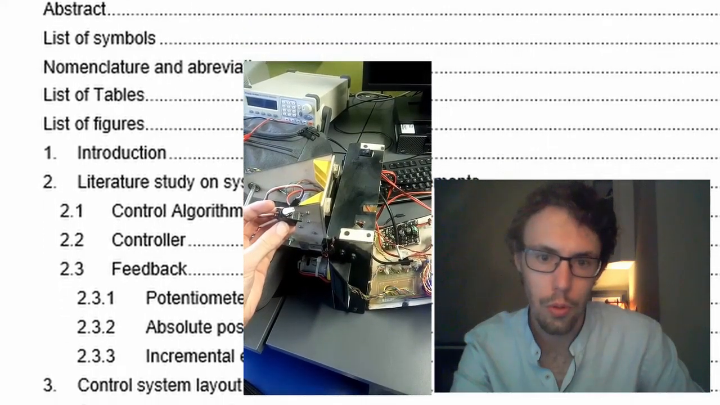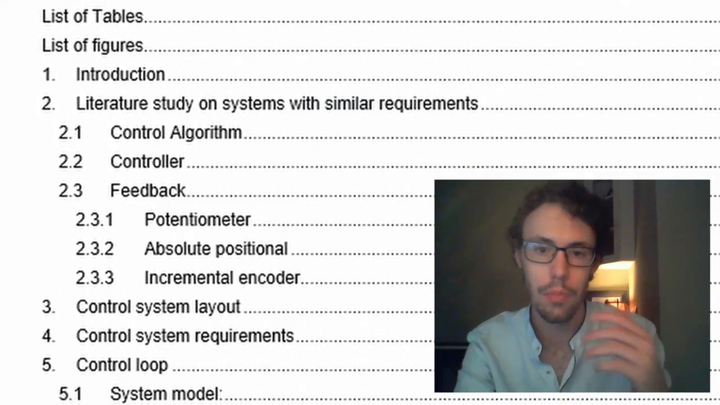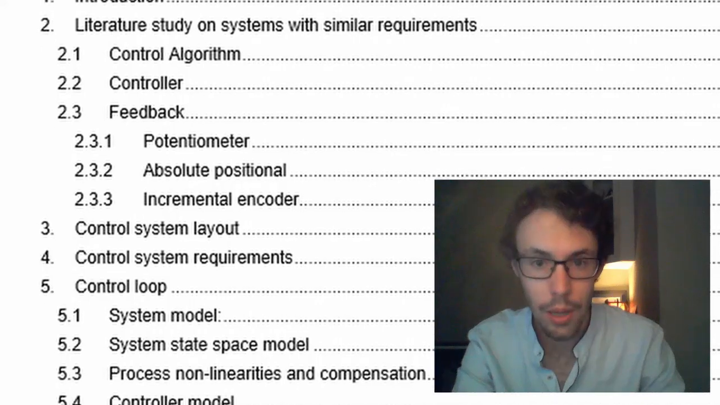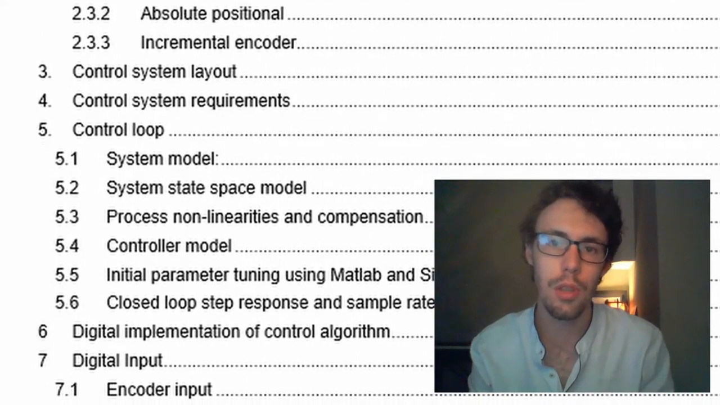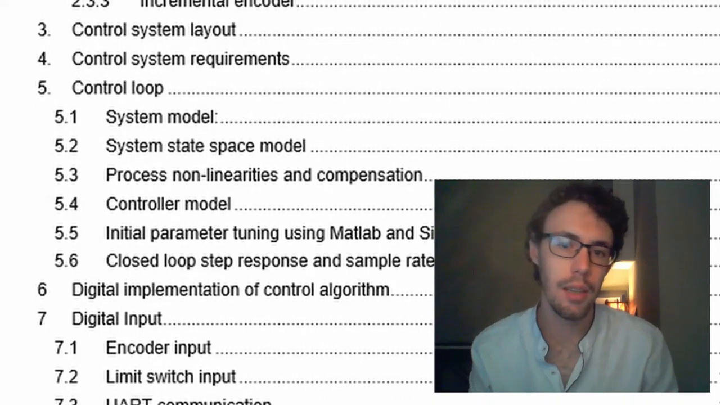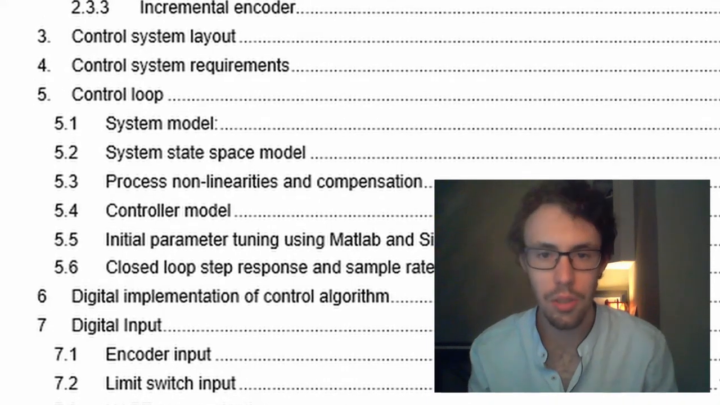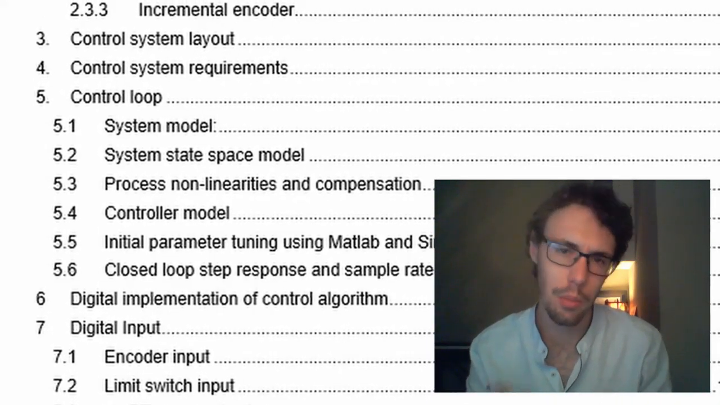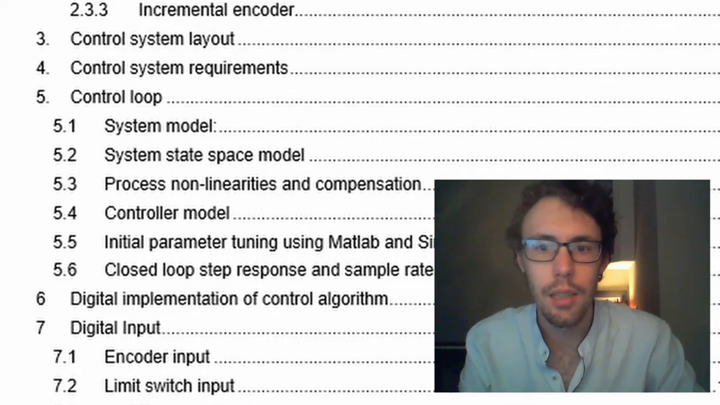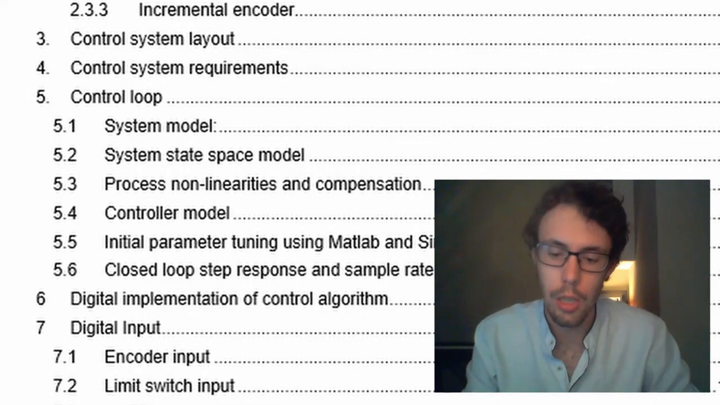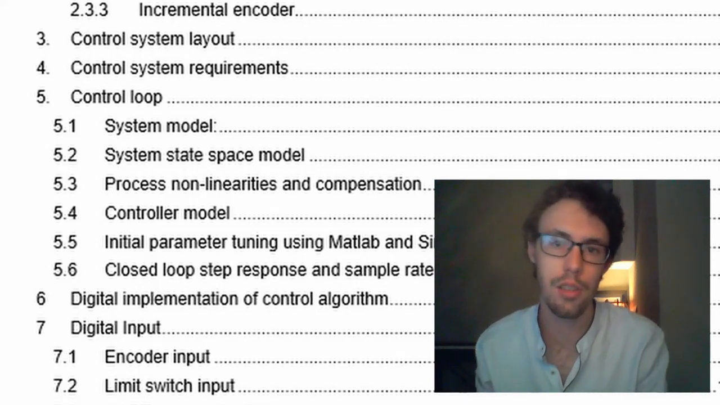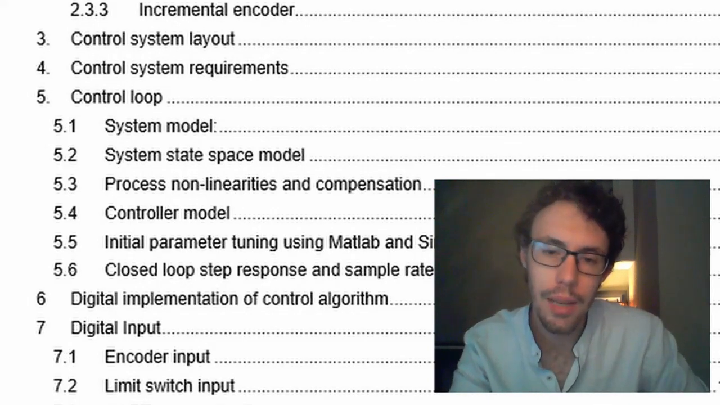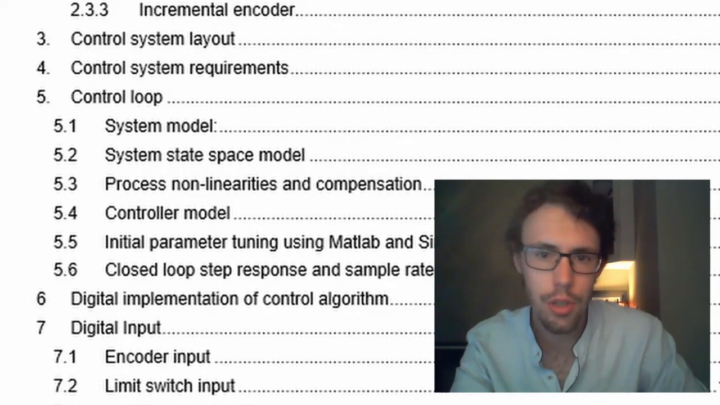We'll start with the control system layout, the control system requirements, then the control loop, what system model we'll use, PID, PI, lead lag compensator. I'll talk about them in a bit, but it's going to be a PID controller. The state space model, so the mathematical model, so that we can tune the control system before we actually code it. Then in MATLAB. Then initial parameter tuning.